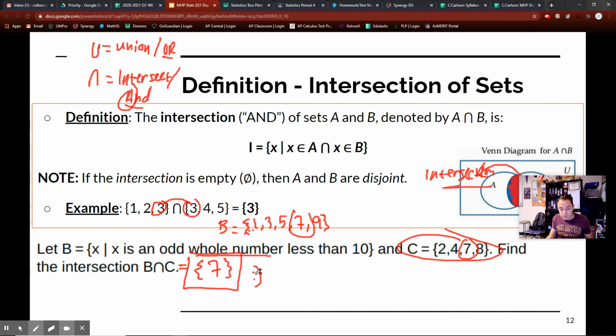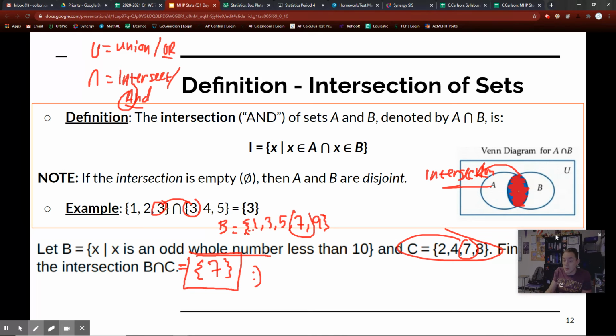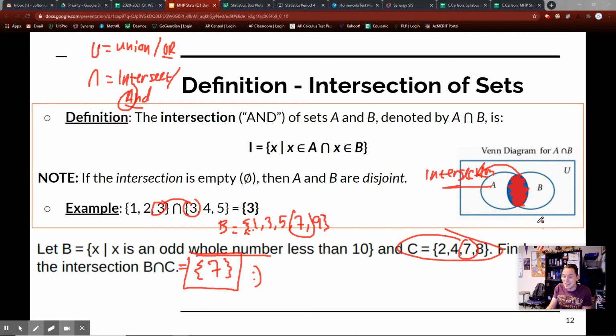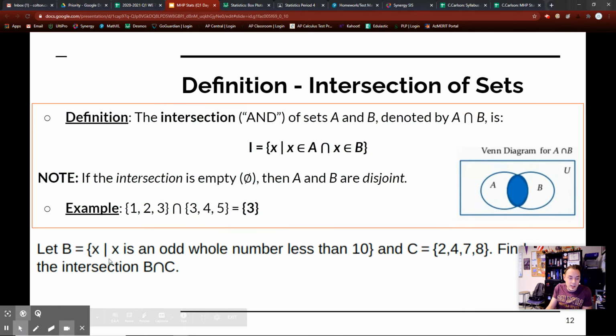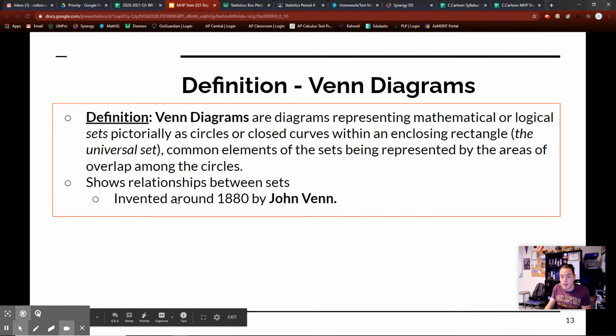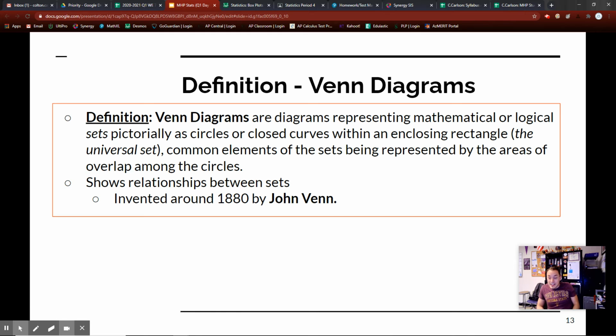Okay? A couple more slides here. Getting into Venn diagrams. So you're starting to see that Venn diagrams are very, very important. Or you should start to see that Venn diagrams are very important. Okay? So what is a Venn diagram? Well, first of all, a Venn diagram was created by John Venn in the 1880s. Okay? They are diagrams representing mathematical or logical sets. You did this even in 4th grade, guys.